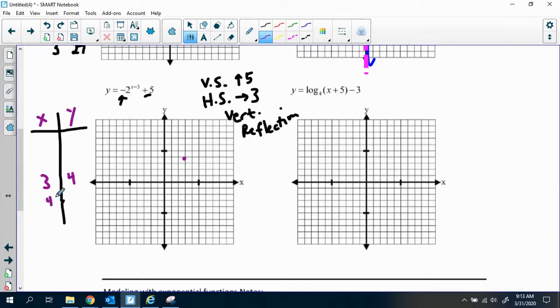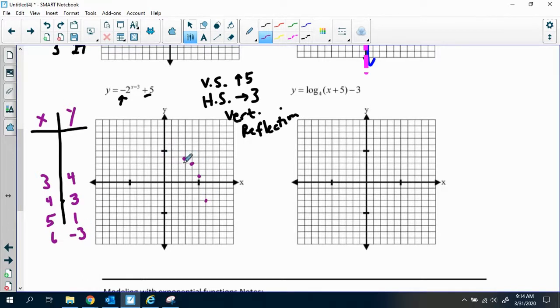If I sub in 4, I get 2 to the 4 minus 3, which is 2. Make that negative. So -2 plus 5 is 3. So (4, 3) is going to be on my graph. If I sub in 5, 2 to the 5 minus 3 is 2 squared, which is 4. Make that negative, so -4 plus 5 is 1. If I sub in 6, I'm going to get 2 cubed. Make that negative, so -8 plus 5 is -3.